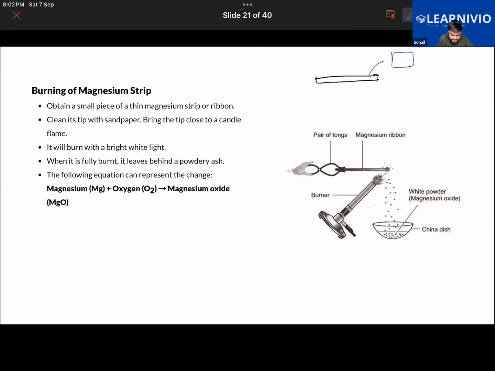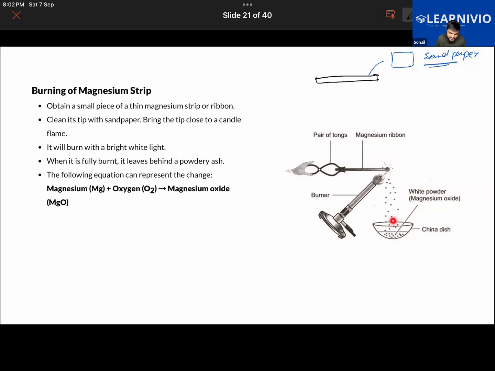Clean it. Sir, the magnesium oxide is really bright in color, I have read this. And sir, it also produces light and heat also. Like when it is burning, a lot of dazzling bright light is given off. When magnesium burns, it gives off a dazzling bright light.